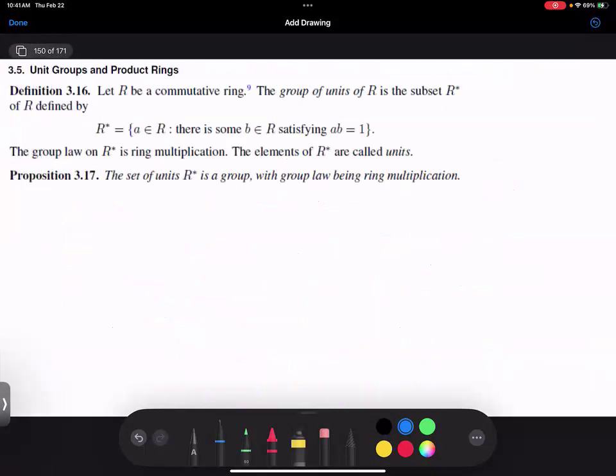Okay. So now, unit groups and product rings. So let's let R be a commutative ring. The group of units is the subset defined by the set of all A in R such that there is some B such that A times B equals 1. So the group law on R star is ring multiplication. The elements of R star are called units. And so we're using the star to denote the invertible elements.